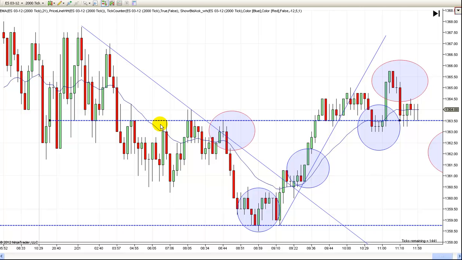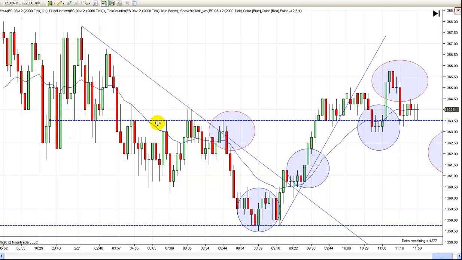And so you can see we had this trend line coming down through here. We had this double top right here, and prices broke higher, found resistance at that same area, and turned down, and this was a great place to go short.